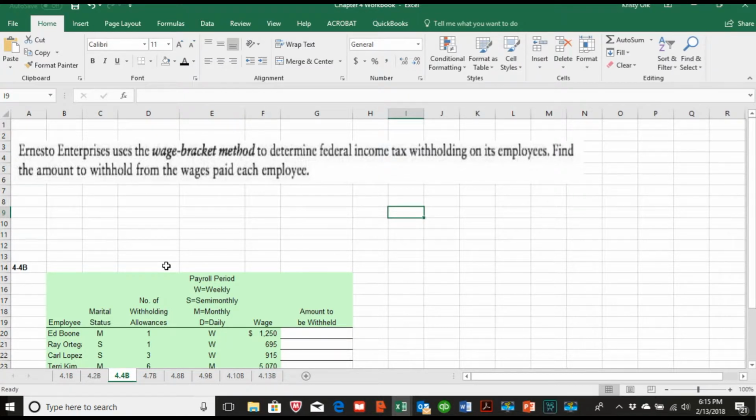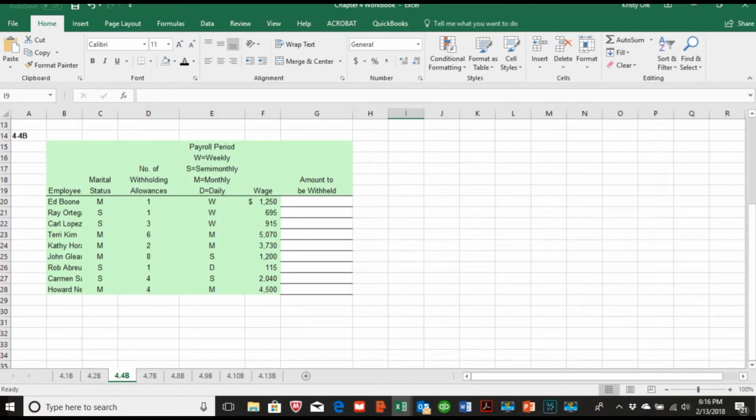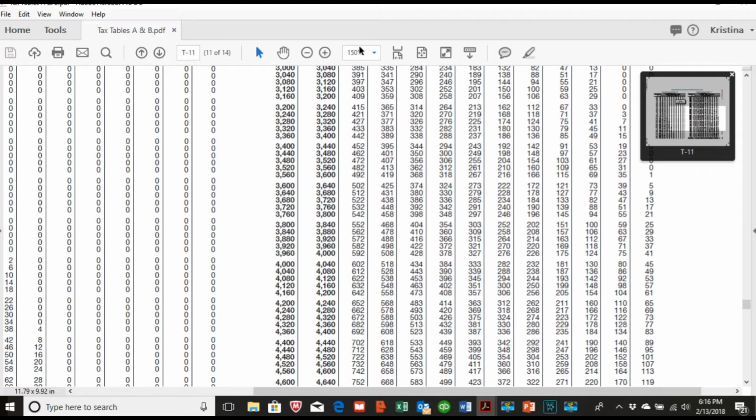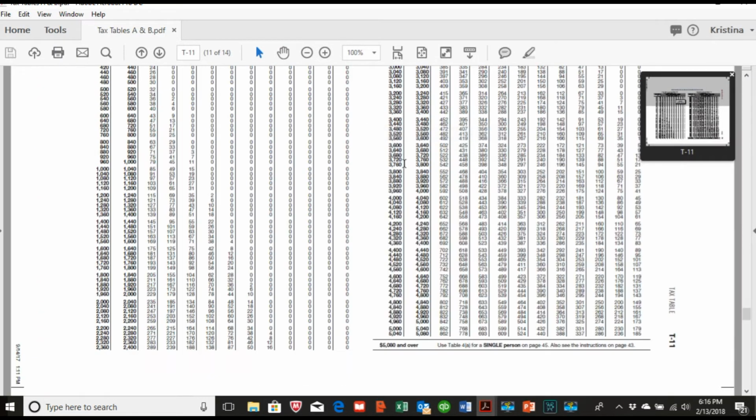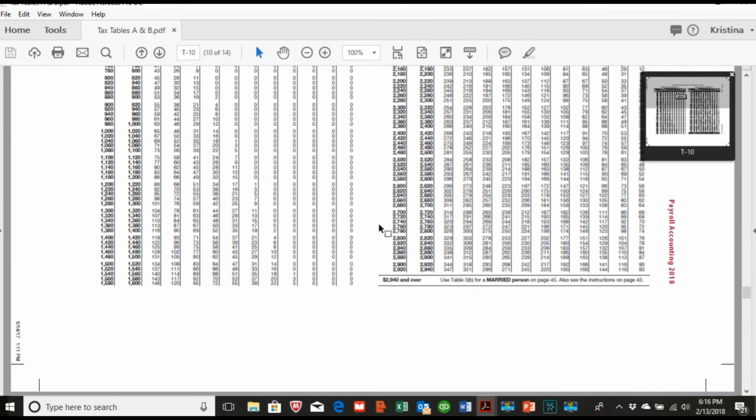So here, Ernesto Enterprises uses the wage bracket method to determine the federal income tax withholding on its employees. They want us to find the amount to be withheld from employees' wages for each that are paid. So they're using the wage bracket method. The first individual is married with a withholding of 1. They're weekly at $12.90. So let's bring this down real quick to 100%. So it's weekly.